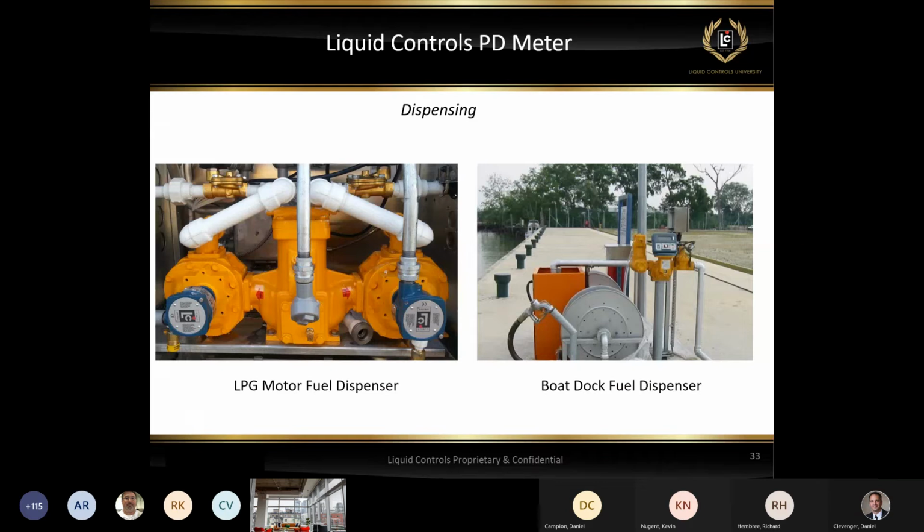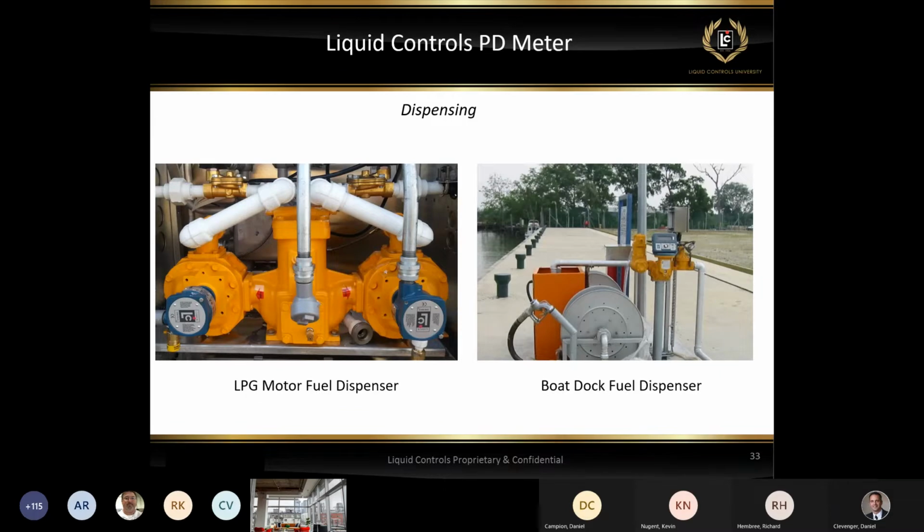We started out selling LPG motor fuel dispensers internationally because of the demand in the product line for the OEMs and the use of LPG as motor fuels. It's becoming more and more popular in the US. And we work with some of our valued distributors that actually take our MA4 meter. That's the picture of the one on the left.